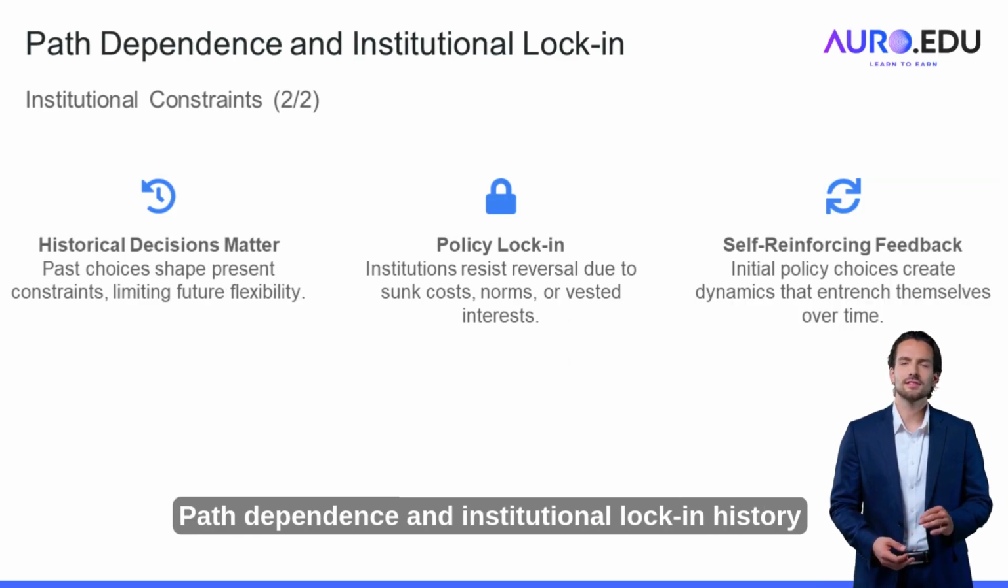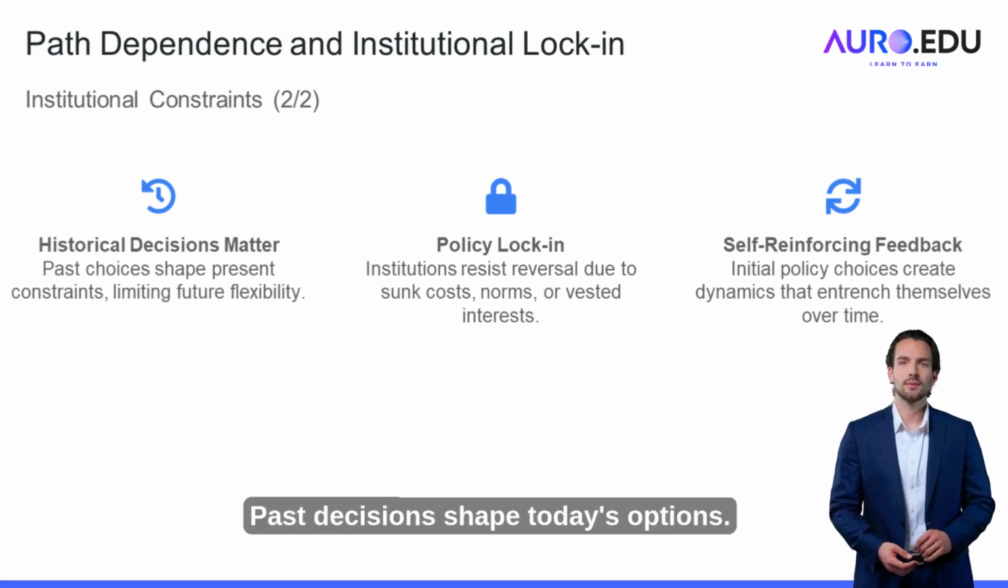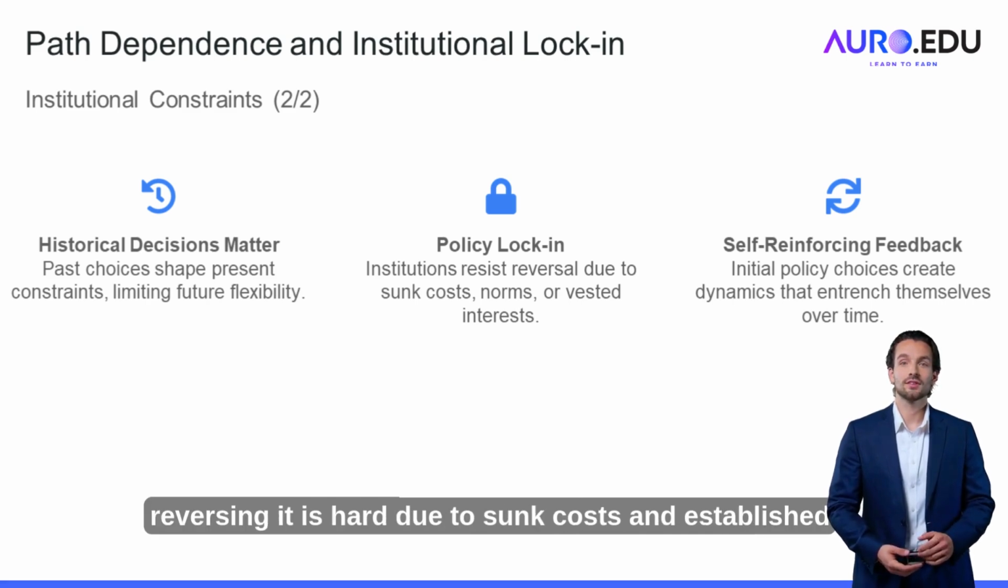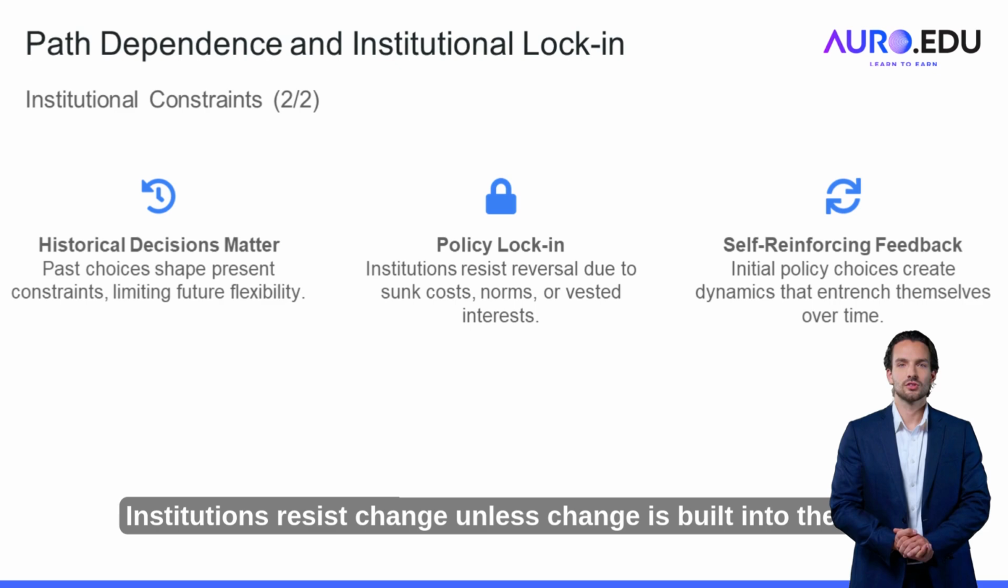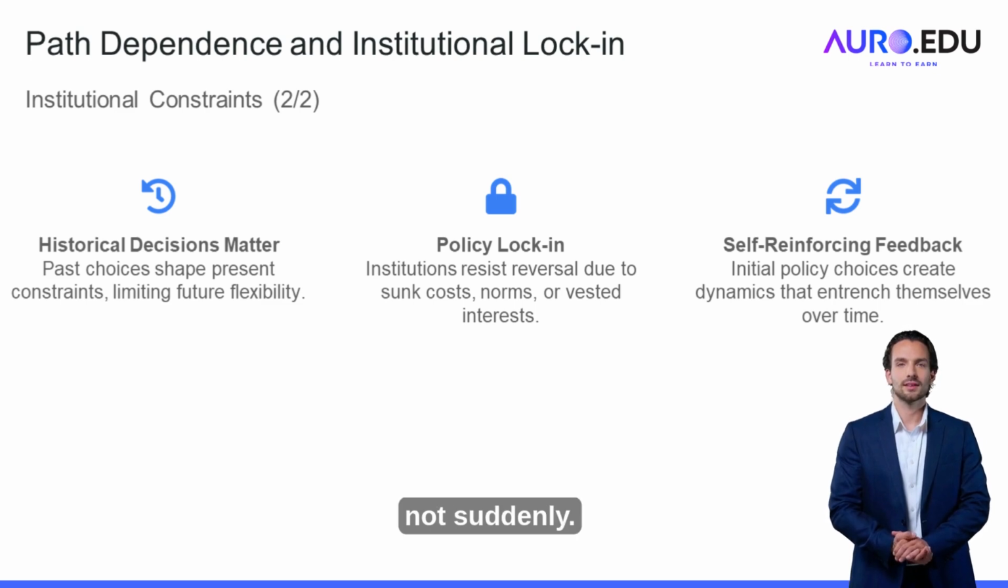Path dependence and institutional lock-in: history haunts policy. Past decisions shape today's options. Once a program is established, reversing it is hard due to sunk costs and established interests. Institutions resist change unless change is built into their evolution. This is why reform often happens incrementally, not suddenly.